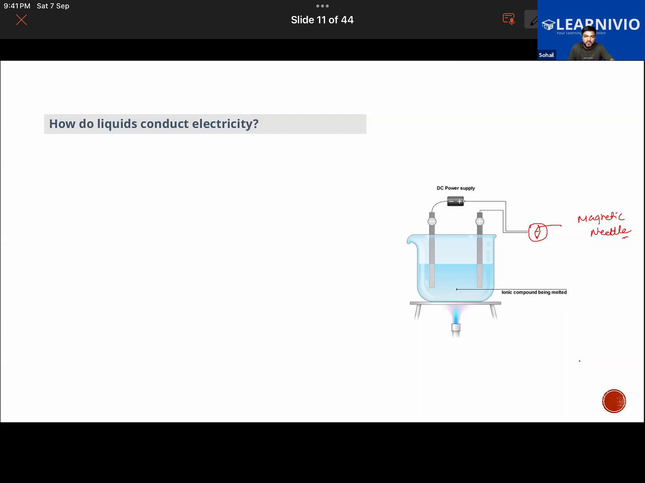Yes, Ibrahim, how are you? The magnetic needle always points in the north direction or in the north-south direction? Okay. The direction is not relevant to this discussion.